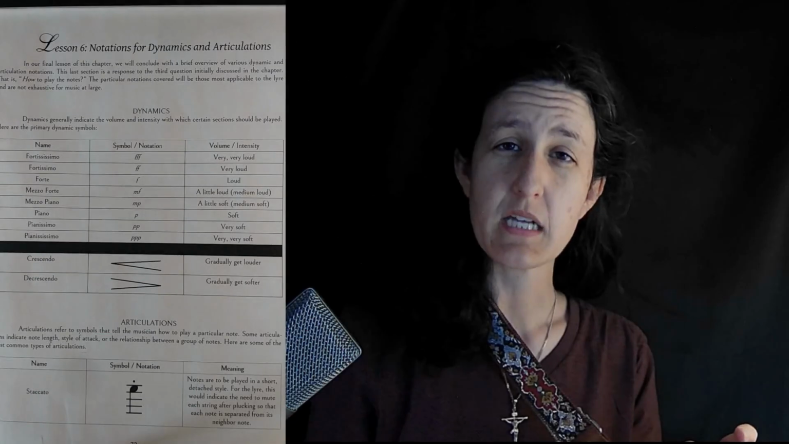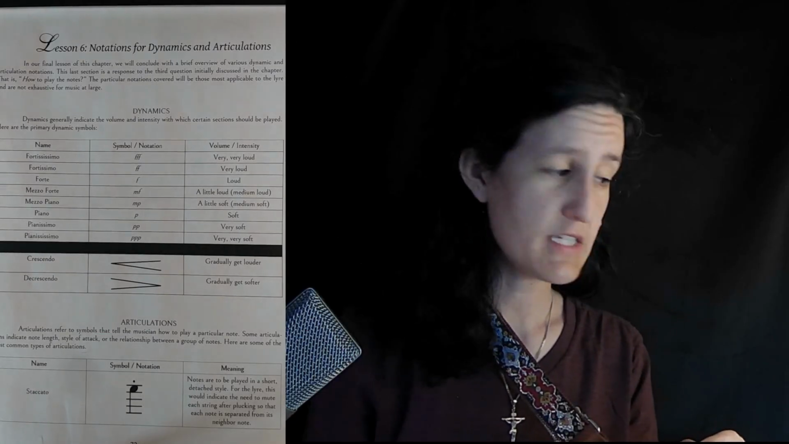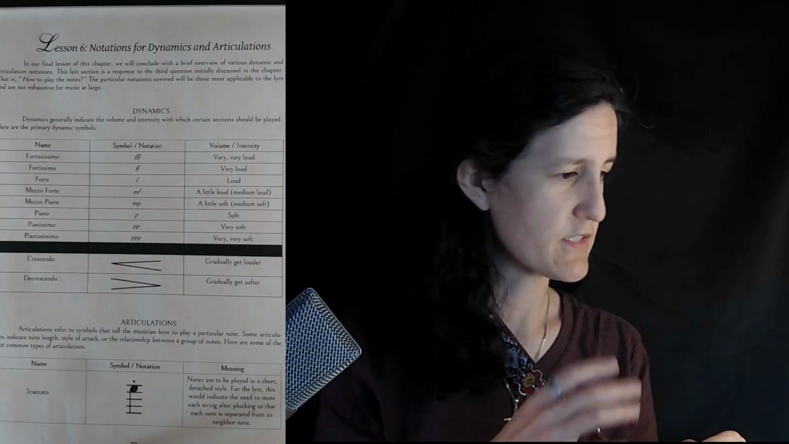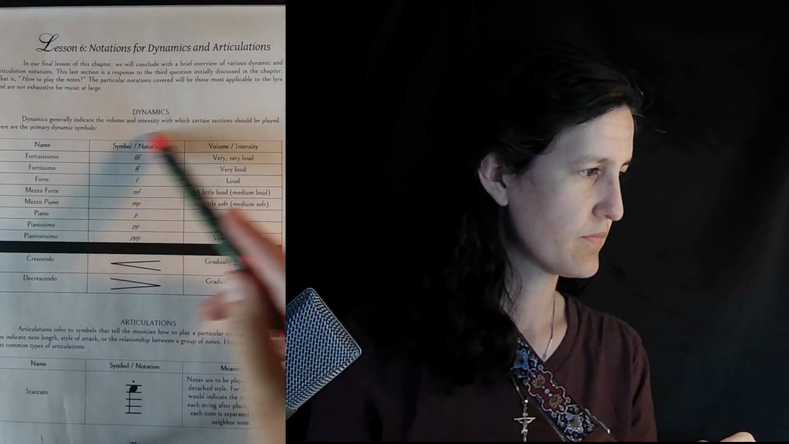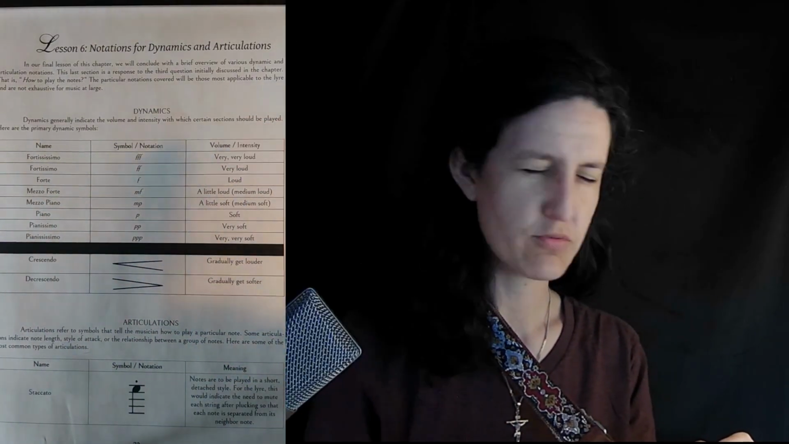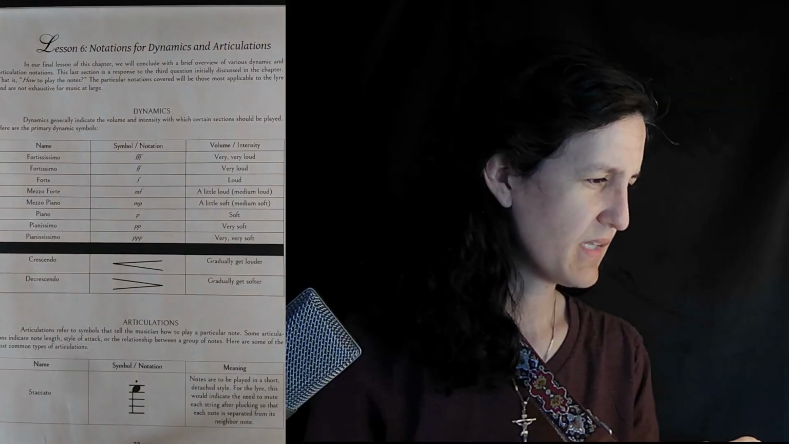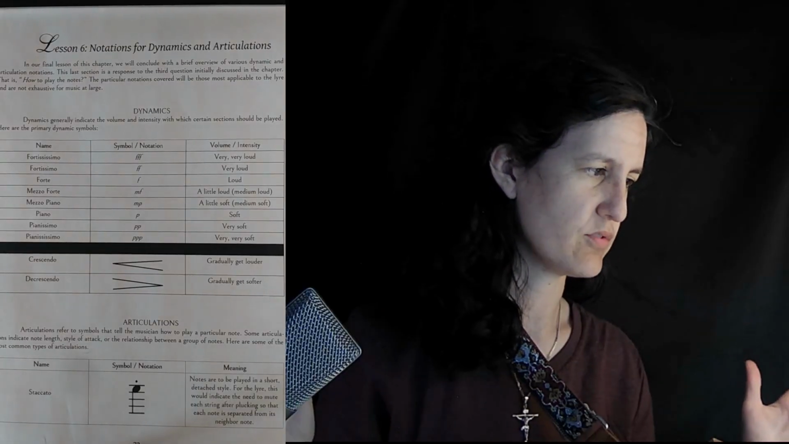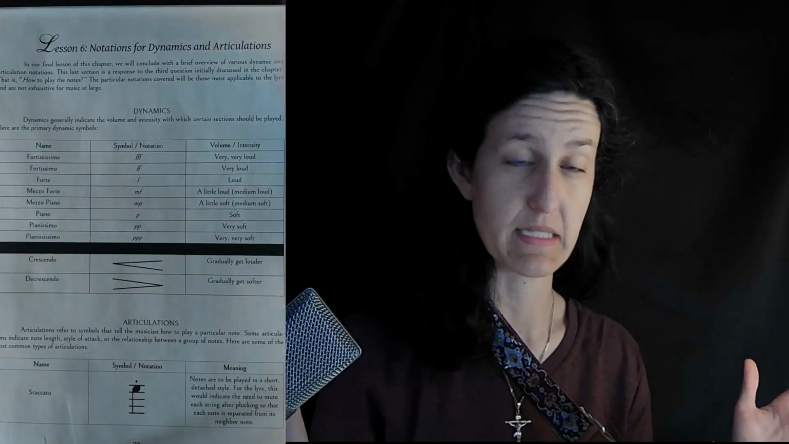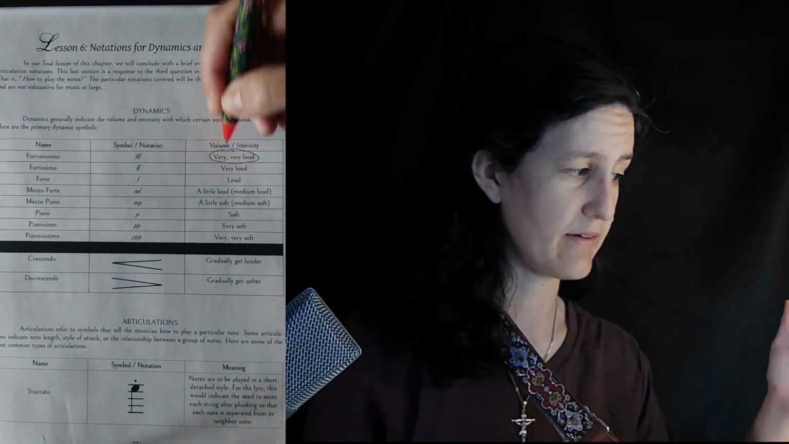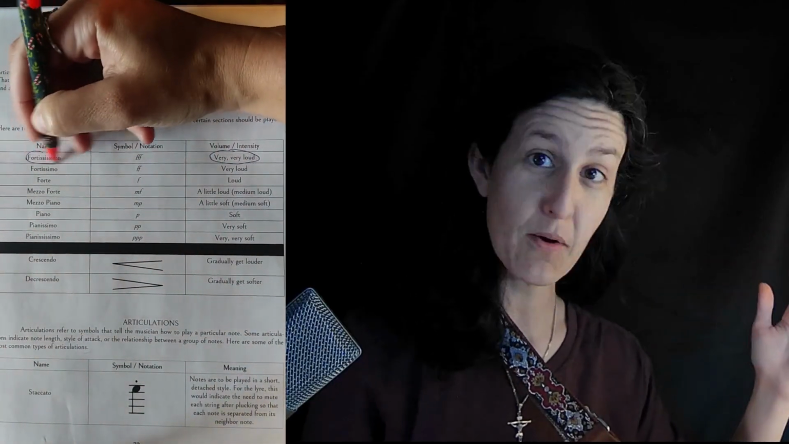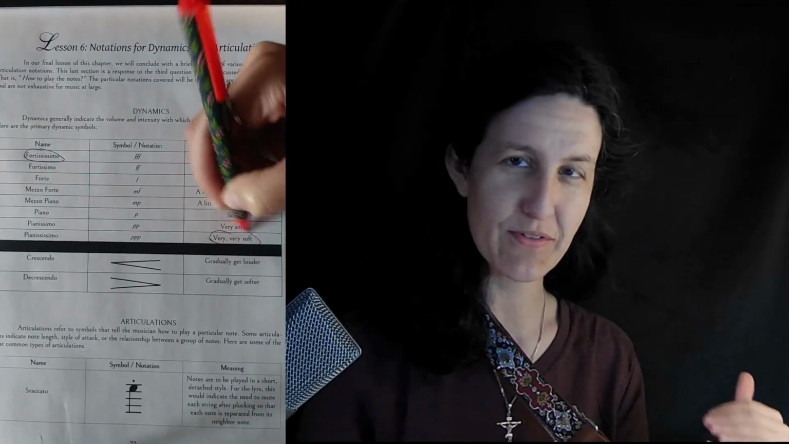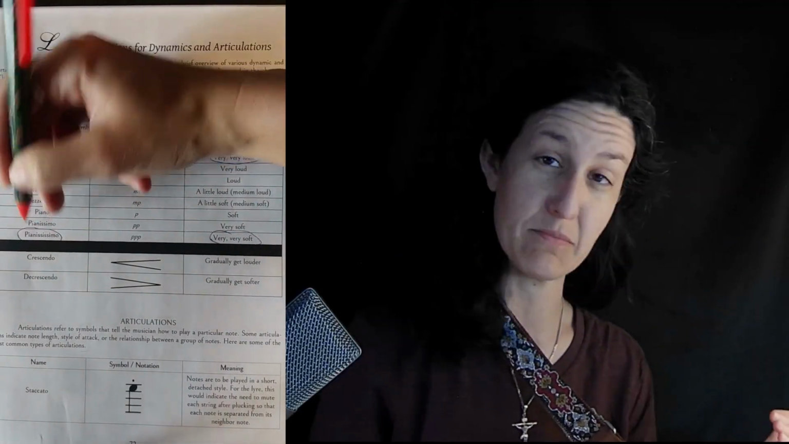All right, so looking at dynamics first, we're on page 72, and we're looking at this first diagram here. It's really the top two-thirds of the page. And we can see a really wide range of dynamics that's been listed here. We start with very, very loud, called fortissimo. And then we go very, very soft, which is called pianissimo.